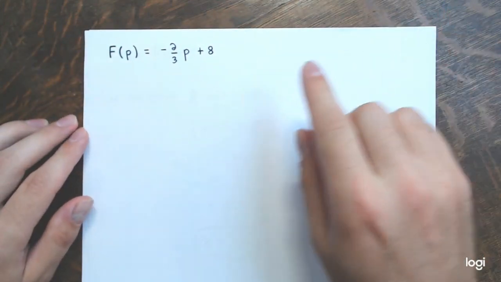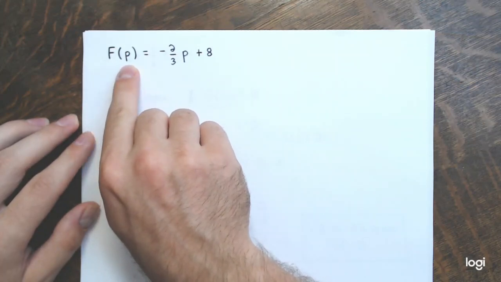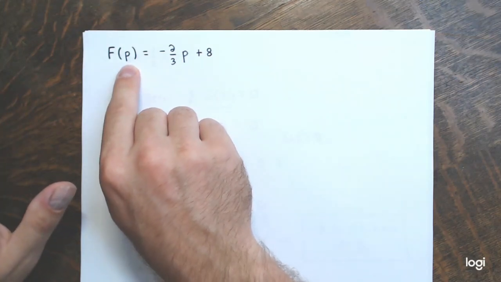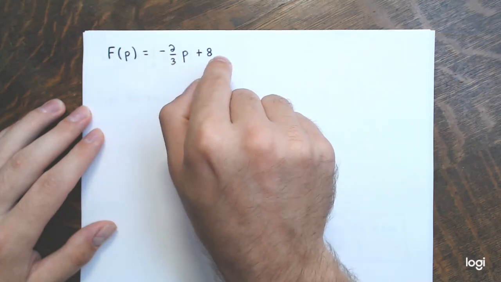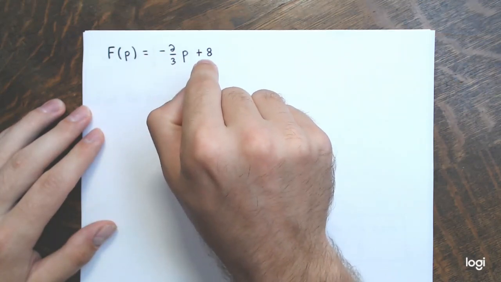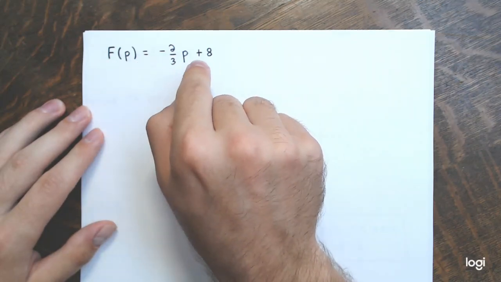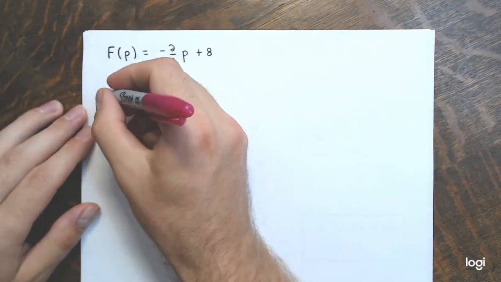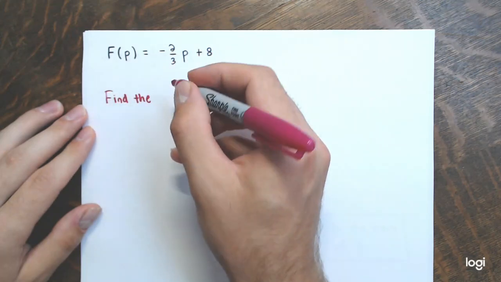So here's another function called capital F, and the value of F at input p. This time the input's called p instead of x. It doesn't really matter what letter you're using. It still has the same structure, mx plus b, but it's mp plus b, where m is -2/3 and b is +8. F of p equals -2/3 p plus 8. And again, I'm asked to find the 0 of this linear function.